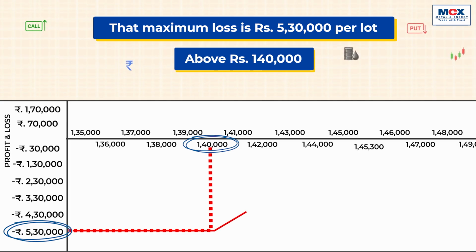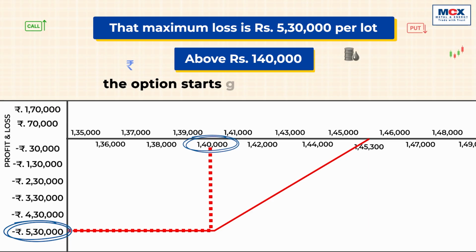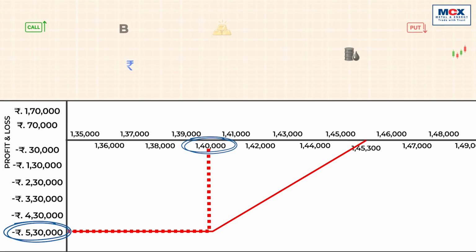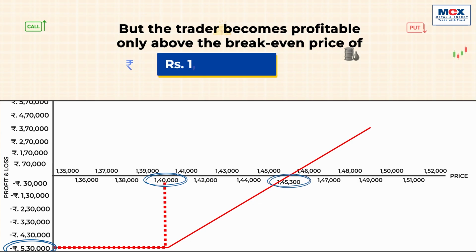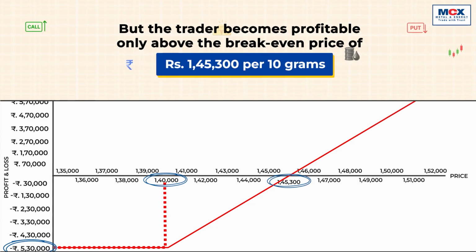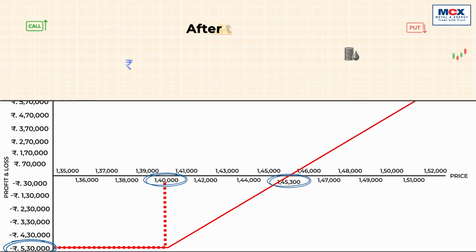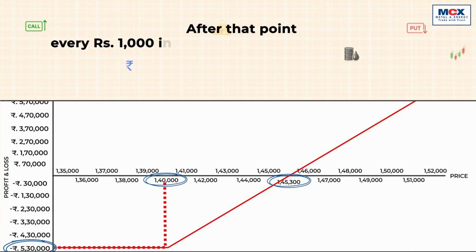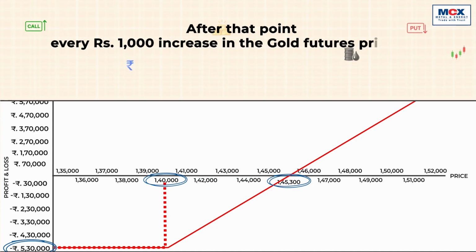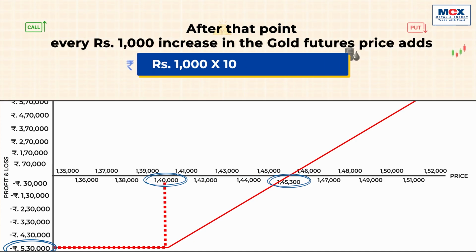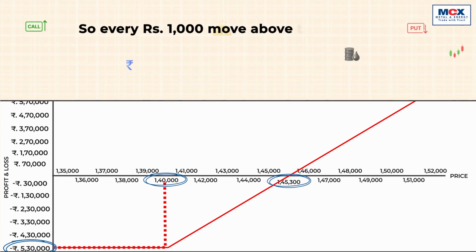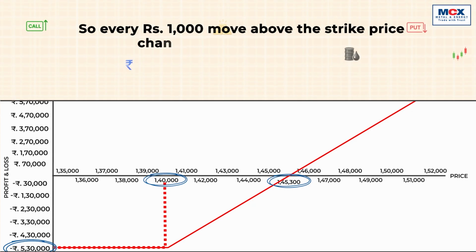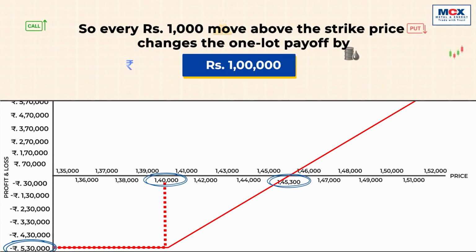Above Rs 1,40,000, the option starts gaining intrinsic value. But the trader becomes profitable only above the break-even price of Rs 1,45,300 per 10 grams. After that point, every Rs 1,000 increase in the gold futures price adds Rs 1,000 into 100 equal to Rs 1 lakh to the gross payoff per lot. So every Rs 1,000 move above the strike price changes the one lot payoff by Rs 1 lakh.